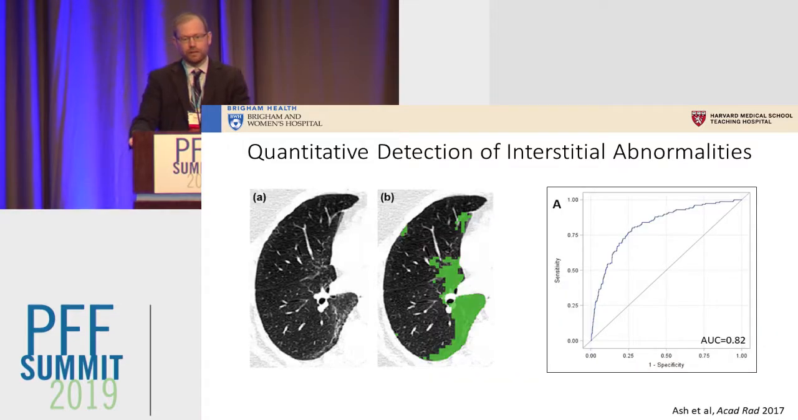And so this is what you see here on the left side, a sample patient from the COPDGene cohort, and in green you see overlaid areas that are identified by the algorithm as being interstitial. And we've shown, and others have for other techniques, that these approaches are reasonably accurate for the diagnosis of visually identified ILA, with AUCs in the neighborhood of 0.8 to 0.9.